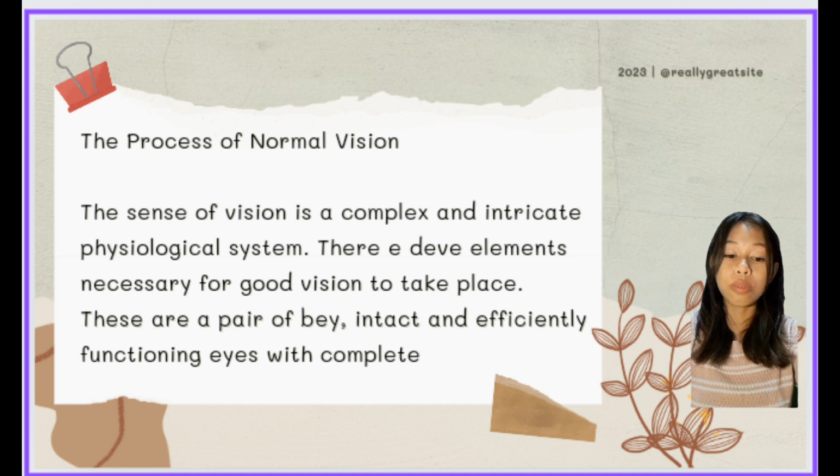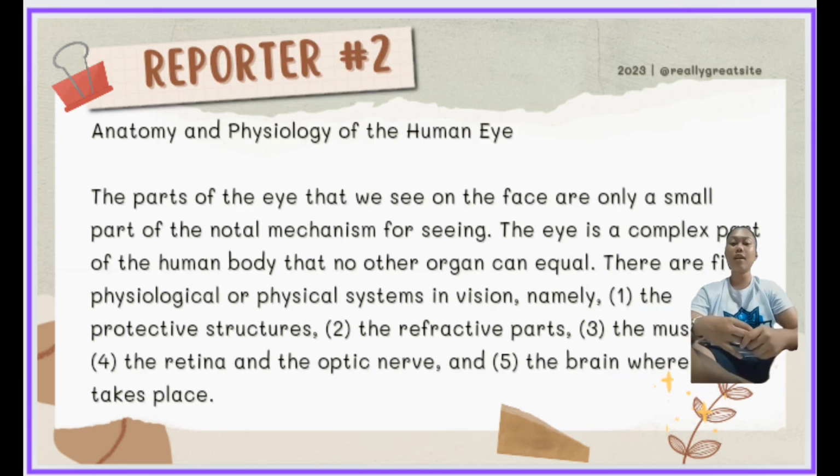And here we also have the brain, which processes the electrical signals sent by the eye, interpreting them as images. There is also the visual cortex and other areas responsible for perception and interpretation. Each of these elements plays a vital role in the process of normal vision, and any disruption of this function in one part can affect overall visual perception. The eye is so complex that no other organ of the human body can equal it.